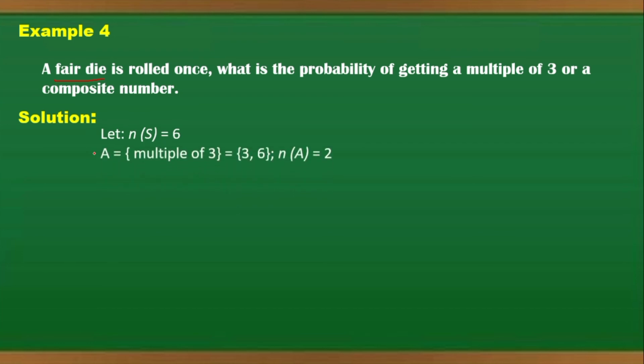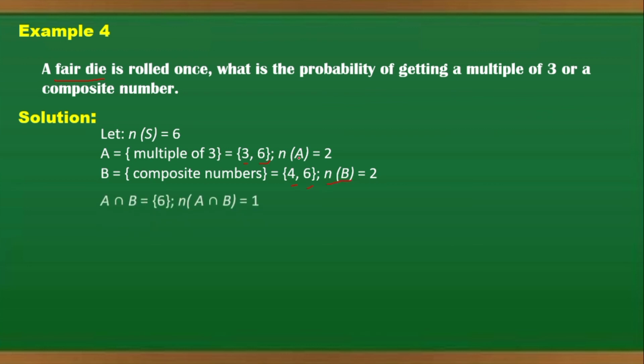And let A be the event that is a multiple of 3, which contains the numbers 3 and 6, and will give us the cardinality of A is equal to 2. And let B be the event that is composite numbers, which contains the numbers 4 and 6, and will give us the cardinality of event B is equal to 2. And our A intersection B is equal to 6 because we can clearly see here that they have a common element, which is 6, and our cardinality of A intersection B is equal to 1.